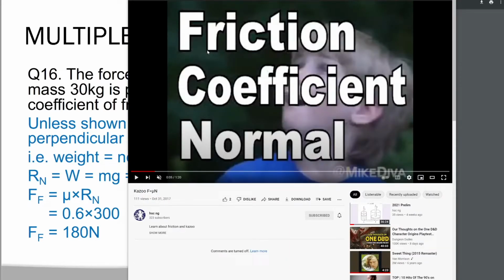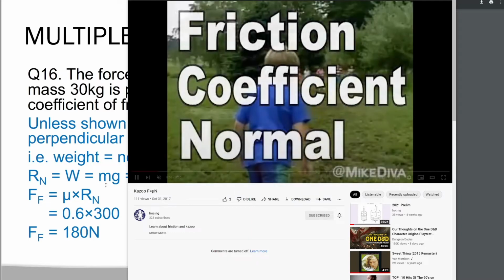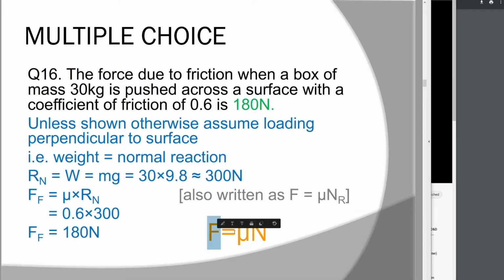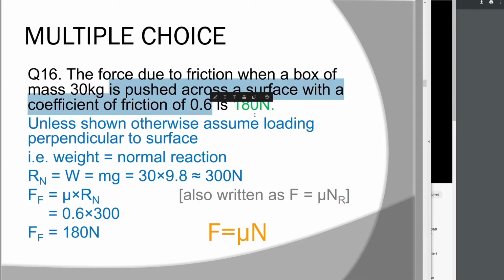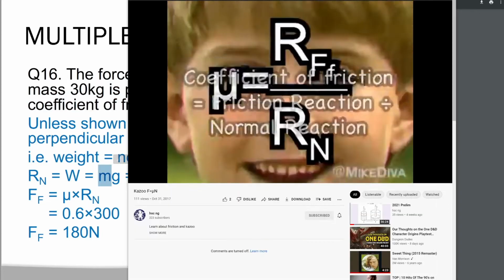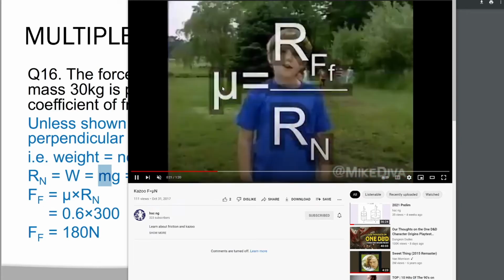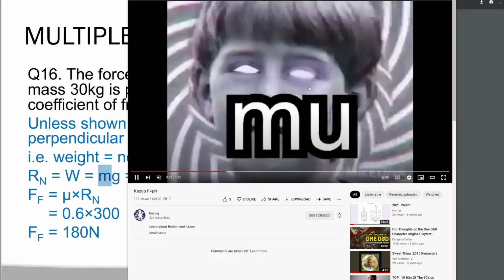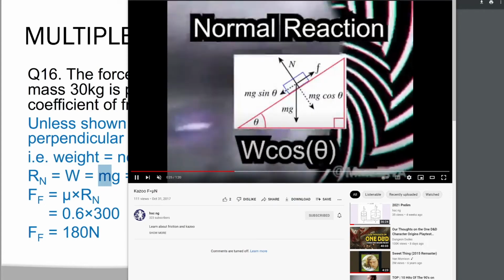So friction relies on three concepts. The friction force is equal to the coefficient of friction multiplied by the normal force. If we're on a flat surface, the normal is equal to the weight, or mg. So the coefficient of friction is equal to the reaction of the force divided by the reaction of the normal.